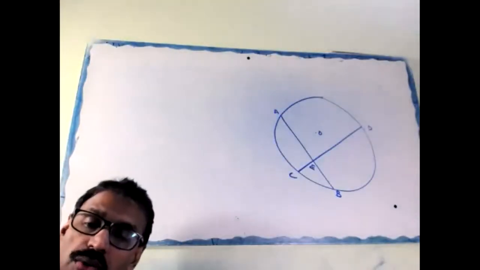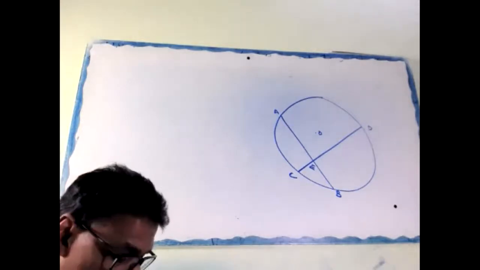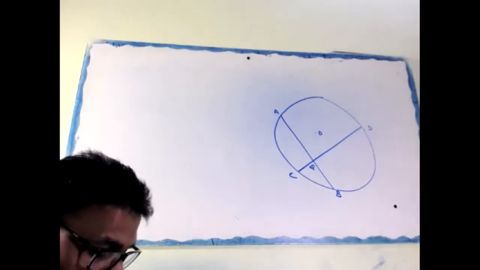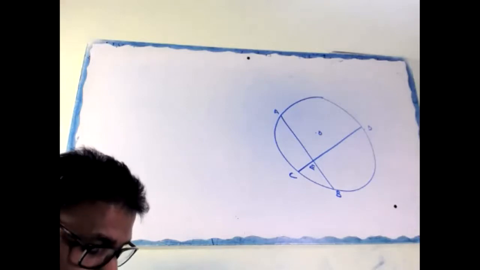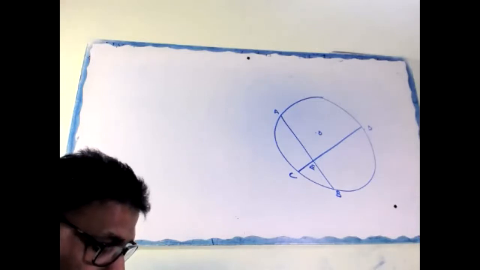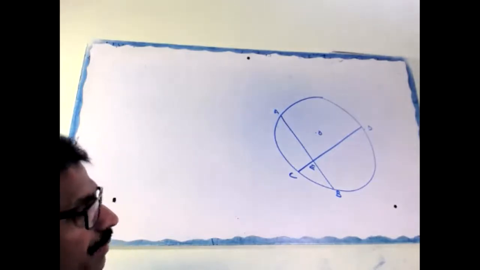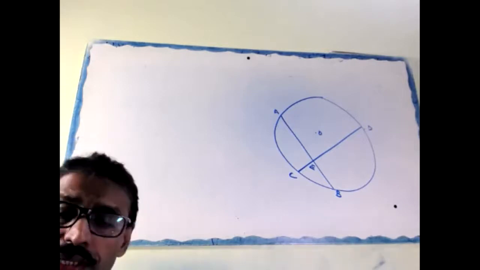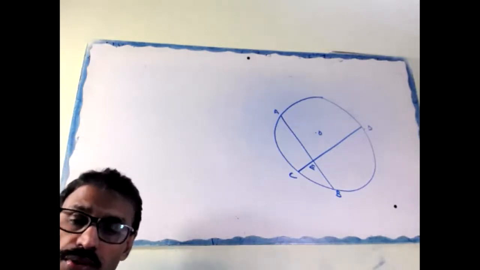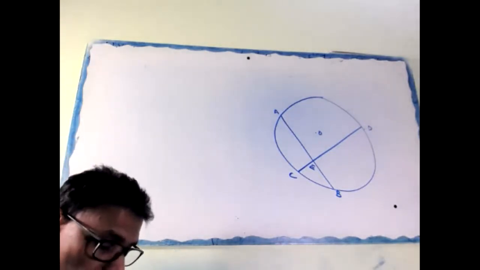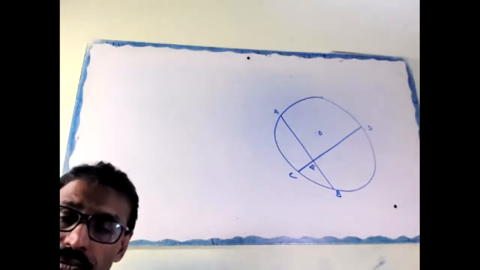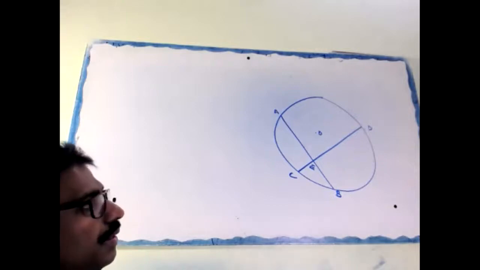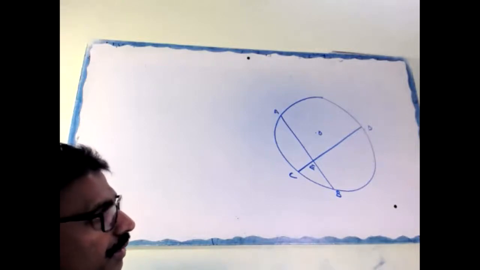Understood? What you have to prove? Try to understand the question. If two equal chords of a circle intersect within the circle, prove that the segments of one chord, that means AE equal to DE and CE equal to BE. This you have to prove. Okay, what is given? AB and CD are two equal chords intersecting at E. To prove that AE equal to DE.